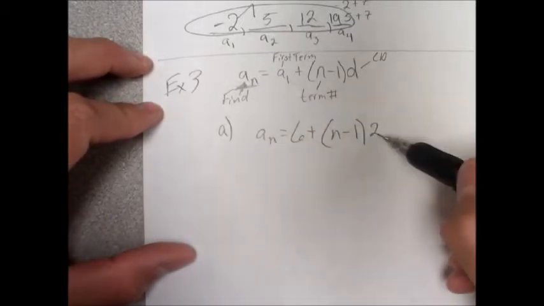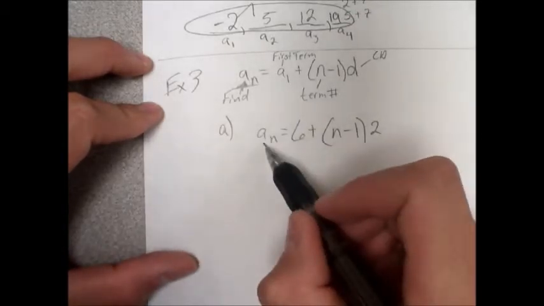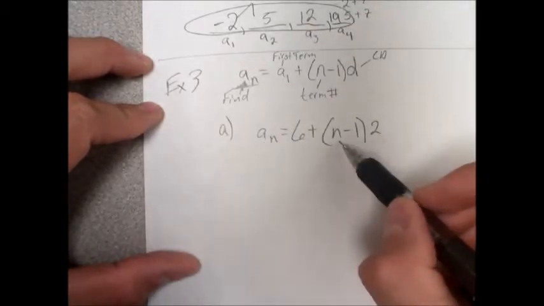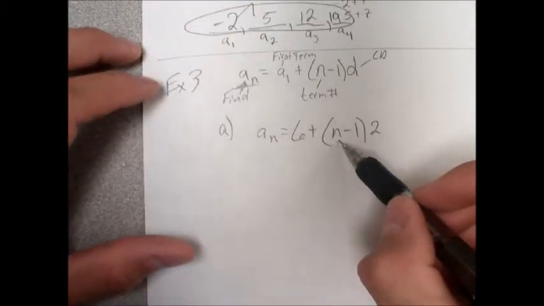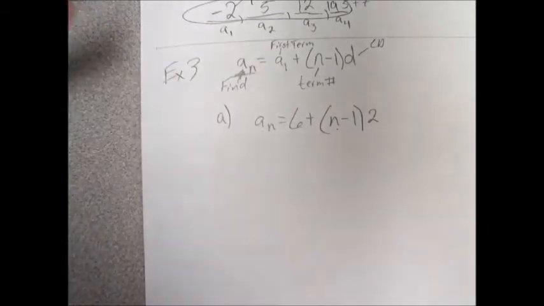What is the 2? Okay, and what is a sub n? What we're wanting to find. And what is n? The term number. So it goes on to say, it says find the 4th and 11th terms in the sequence.